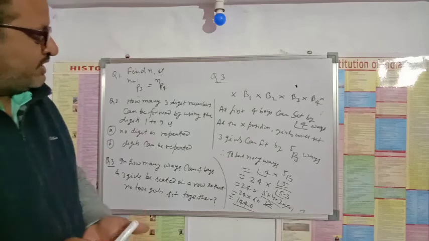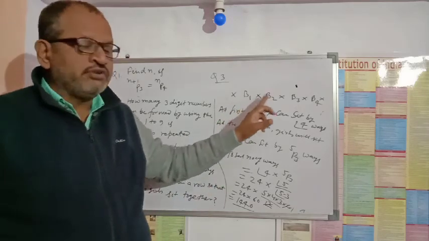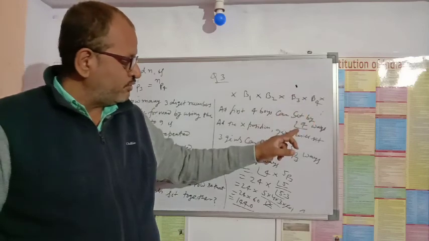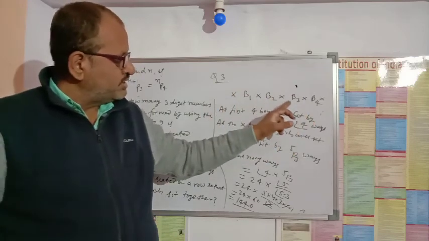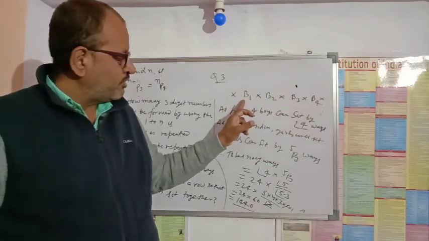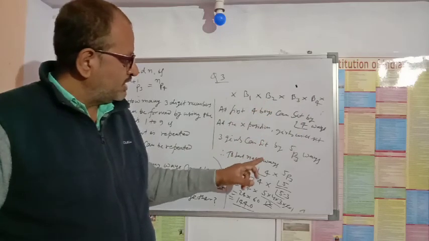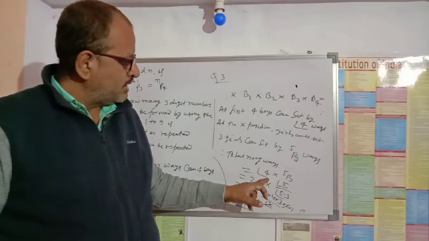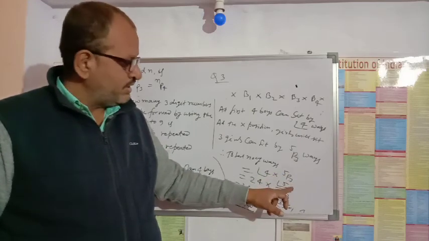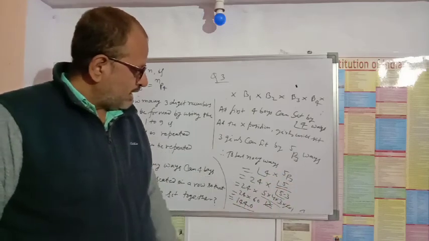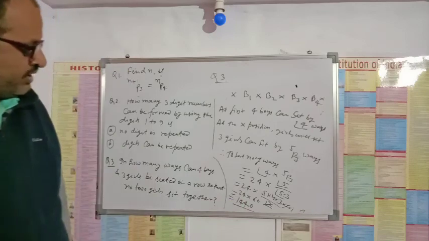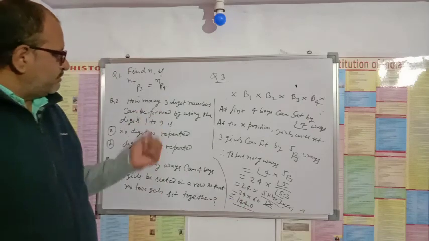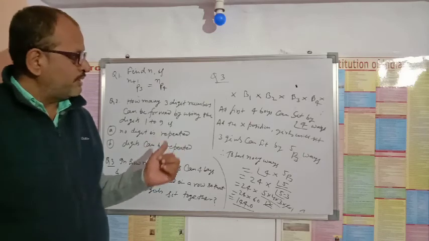It means girls will sit between the boys. So firstly we have to arrange the boys. There are 4 boys, and 4 boys can be arranged in factorial 4 ways. At the cross positions, girls will sit. 5 cross positions are there, so 3 girls will sit in 5P3 ways. Total sitting arrangements: factorial 4 into 5P3. After simplification, we get 1440 ways. So I have taken a few questions here based on permutations.